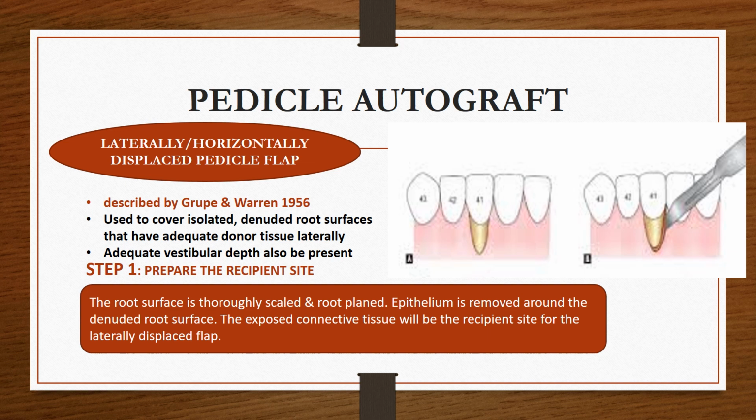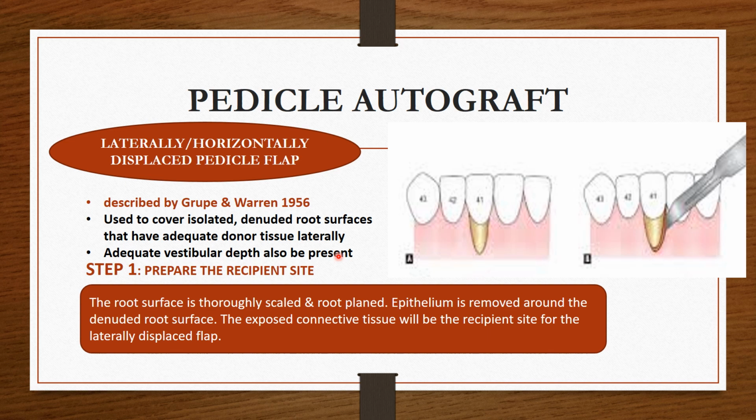This was described by Grupe and Warren in 1956, and is used to cover isolated denuded root surfaces that have adequate donor tissue. Only if there is an adequate amount of tissue adjacent to the recipient area can we go for this pedicle type of autograft. Adequate vestibular depth is also necessary, along with adequate attached gingiva and adequate vestibular width. If everything is adequate, you can go for lateral displacement. So we are going through the step-by-step procedure.